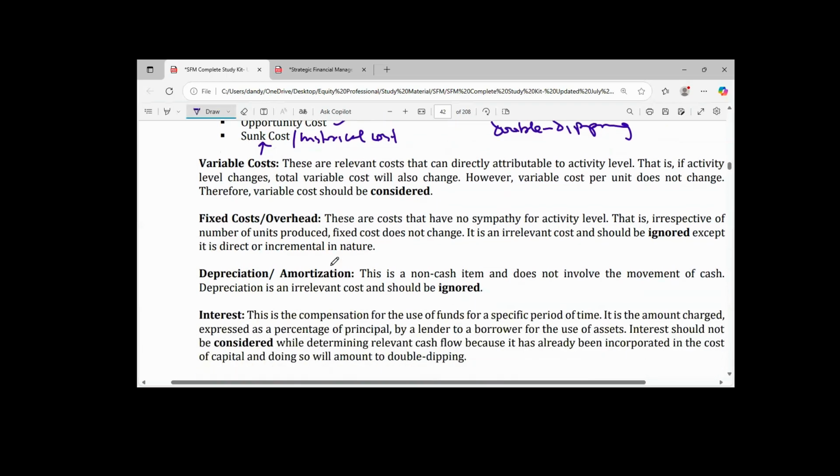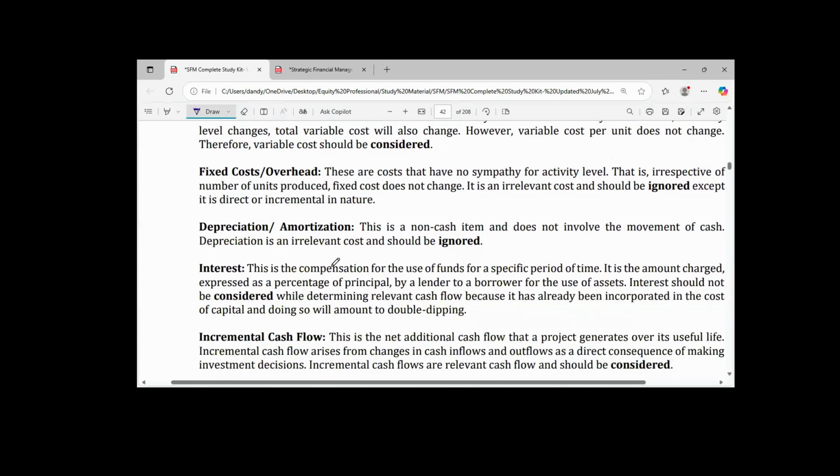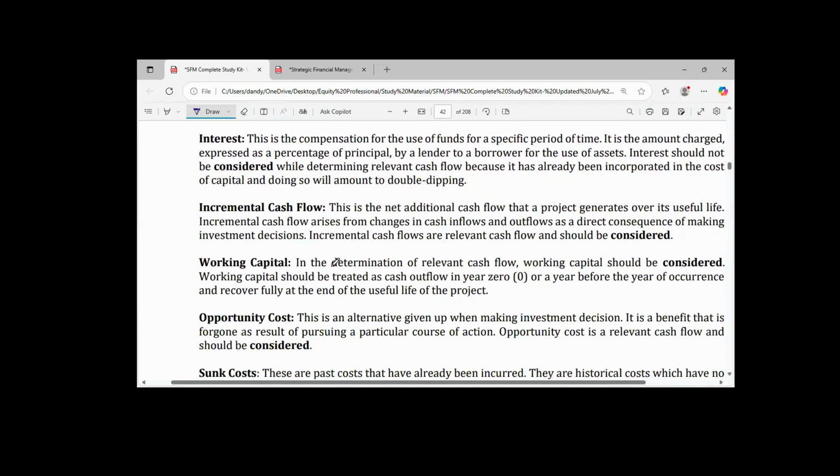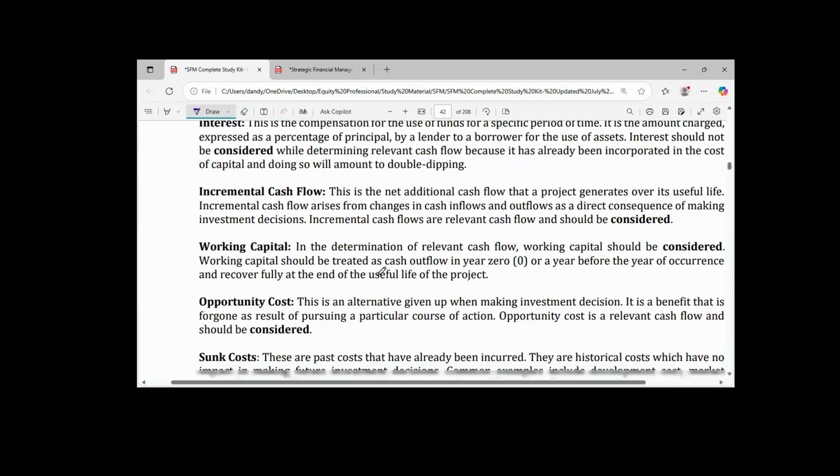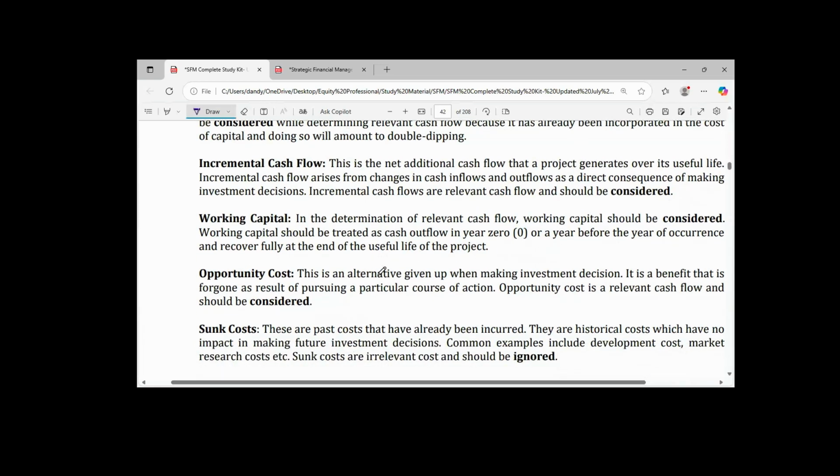So finally, let's talk about working capital. The working capital represents the amounts required for the day-to-day running of a business. It represents the difference between the current assets and the current liabilities. So in the determination of relevant cash flow, the working capital should be considered, and it should be treated as follows, depending on the nature of the cash flows.